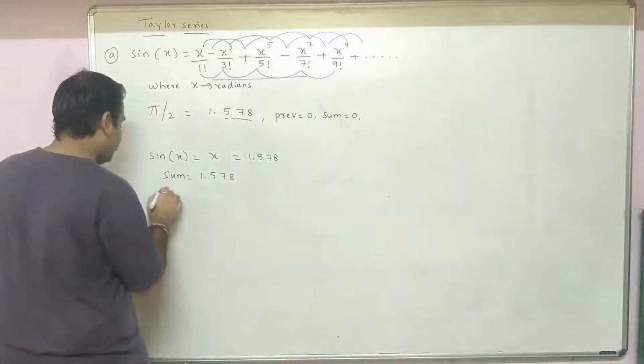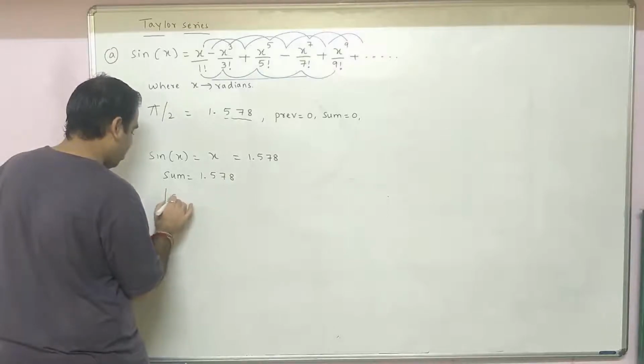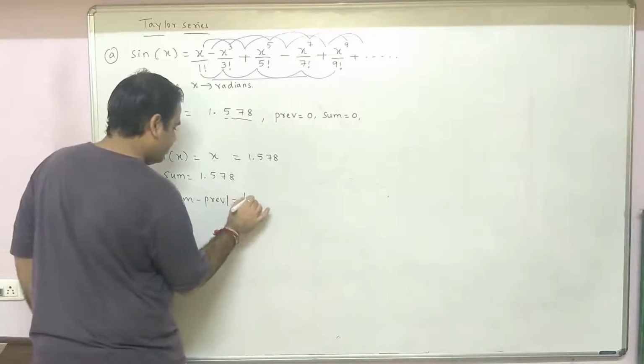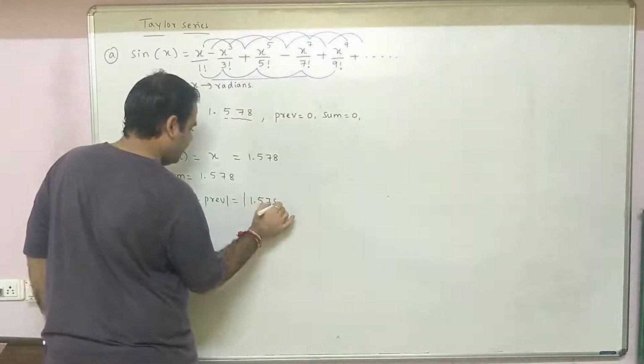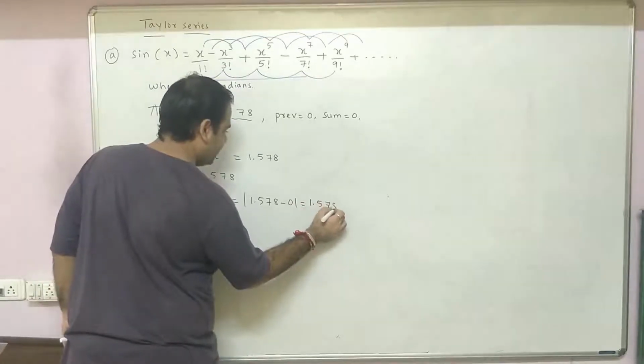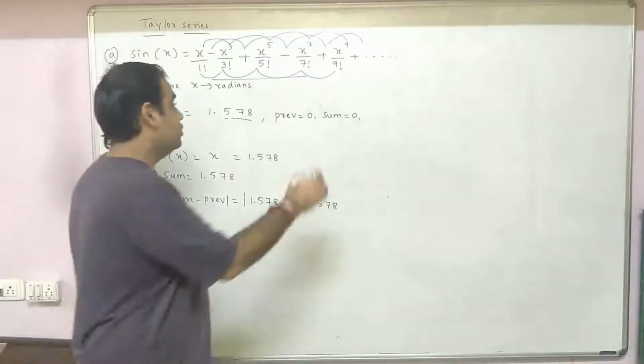Now you find the absolute difference. You say absolute of sum minus previous. What is sum? 1.578 minus 0 is equal to 1.578. Now we need the answer accurate to 3 decimal places.